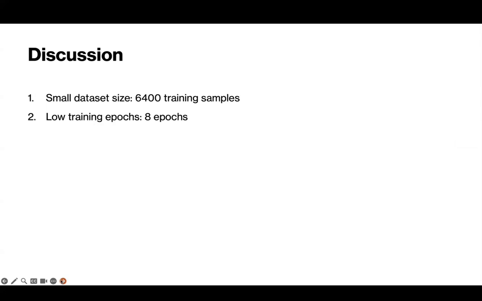And finally, we acknowledge several limitations for our pilot study. First, we trained on only about 6,000 samples, relatively few for a transformer model. And second, we ran for just 8 epochs. So in future work, we plan to expand training time and combine the generation model with our model.